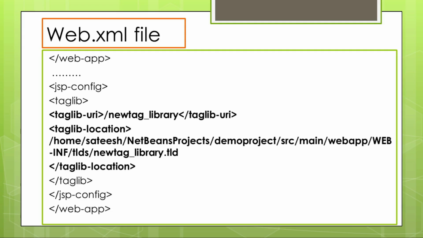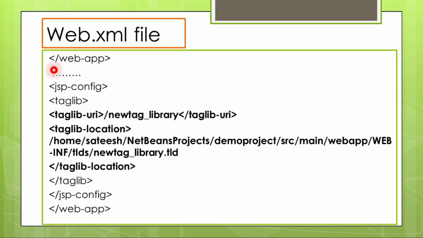We need to make an entry because you have created a handler class, and you have created a .tld file. You need to tell the Apache Tomcat server the physical location of that .tld file. Once you access the .tld file, inside it there will be information about which class has to be executed. So inside the web.xml file, you need to create the following things. A JSP configuration tag you need to create. Inside the JSP configuration tag, you need to create taglib.